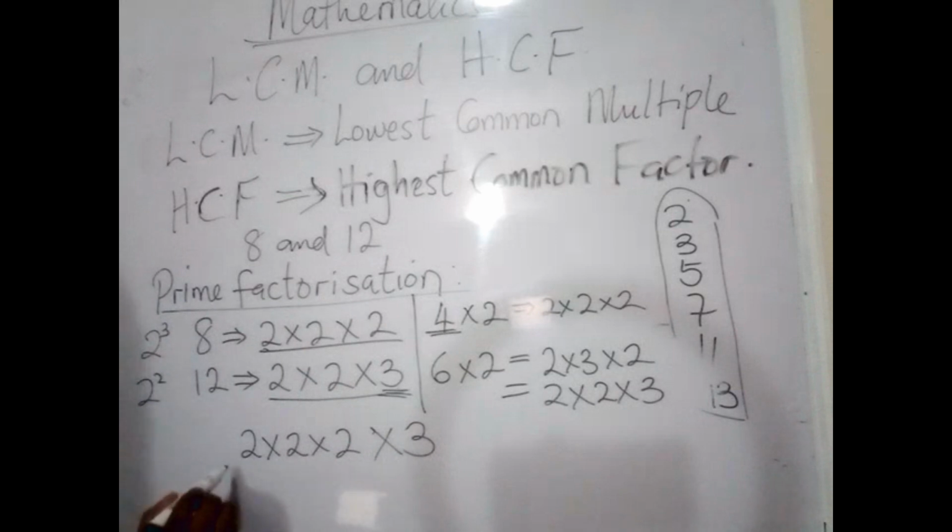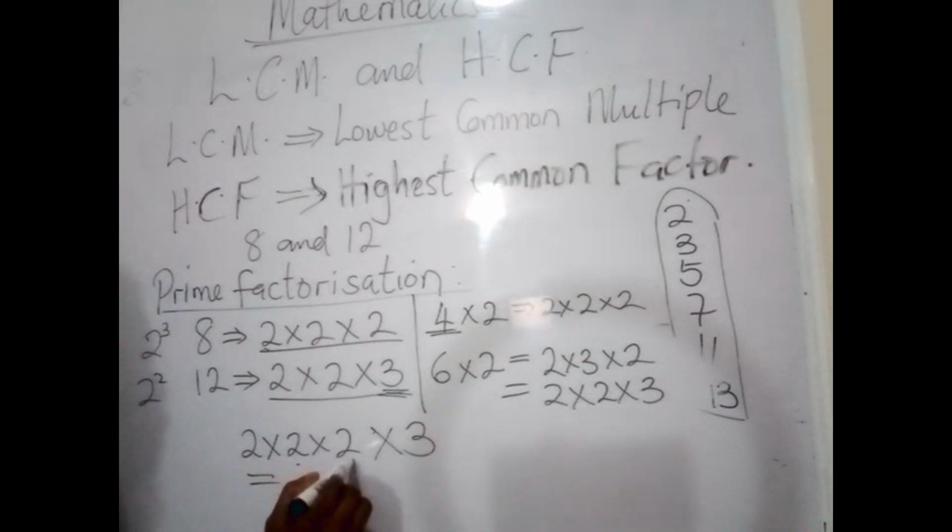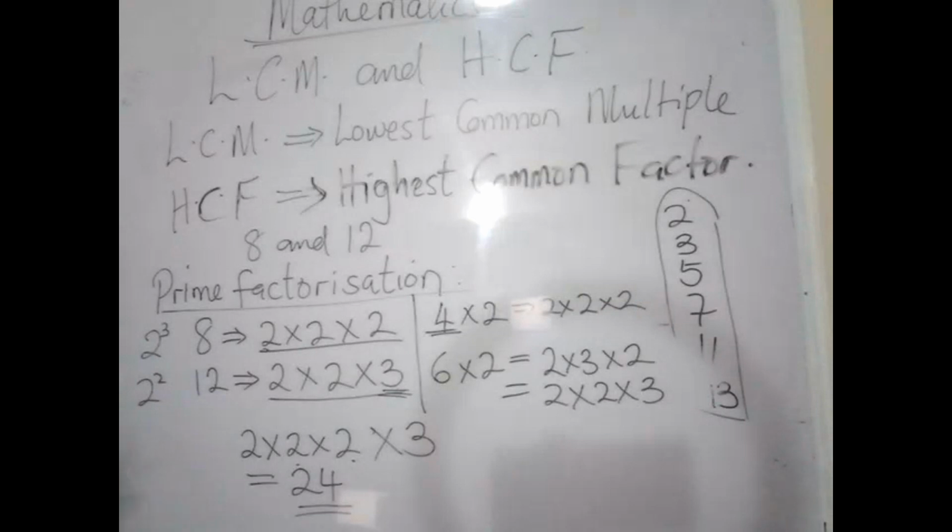So here we're going to have 2 times 2, 4 times 2, 8, 8 times 3, 24. So that means the lowest common multiple for 8 and 12 is 24.